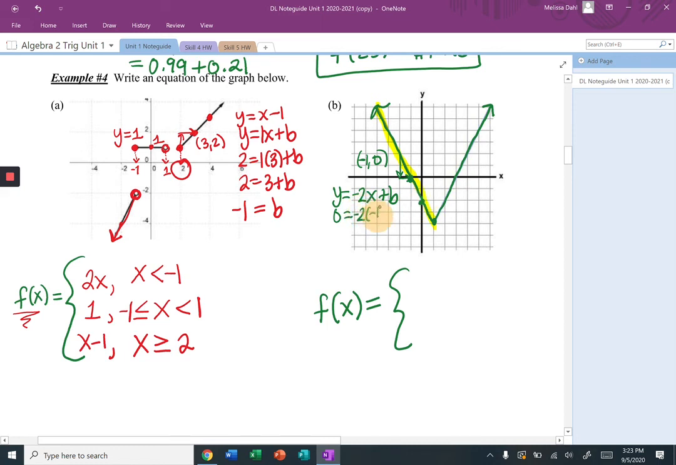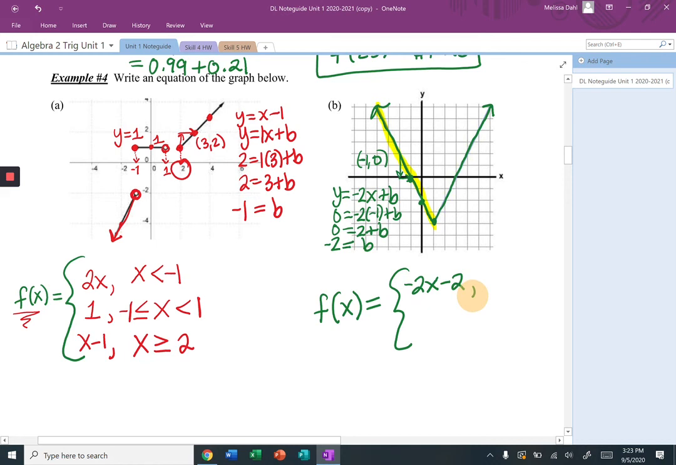Honestly, you guys, if you see it right on the graph, I would encourage you just to use it. I'm just going through a process so that when they're more difficult, you have a strategy for what to do. So we get a b value or a y-intercept of -2. So the equation for this portion of the graph would be -2x - 2.